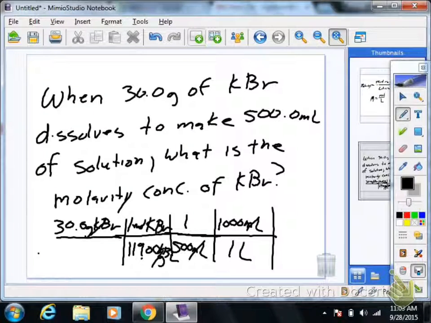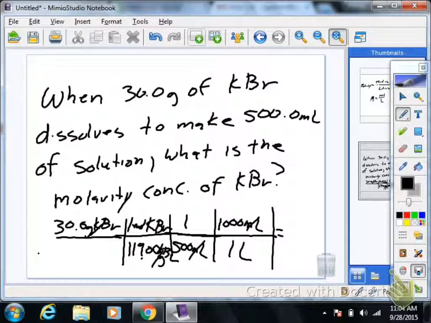When you do setups, you don't always have to have a unit with a number. We want milliliters on the bottom. It's like having 500 milliliters to the minus 1. If you want, you can set them up that way too. So then my answer would be 0.504 molarity.